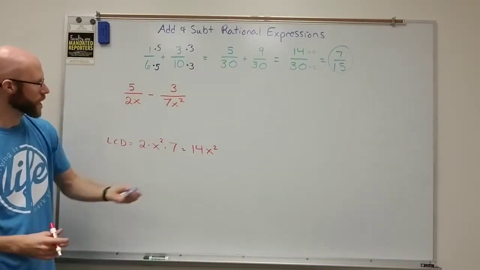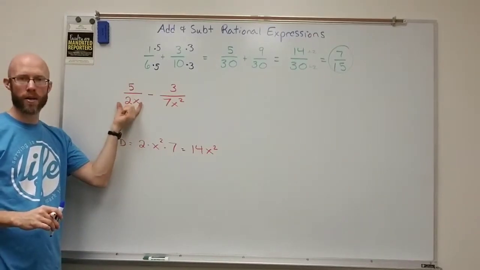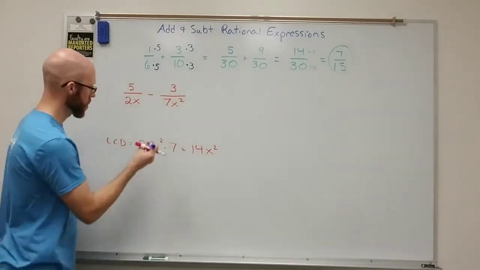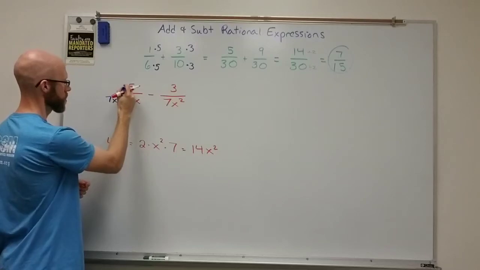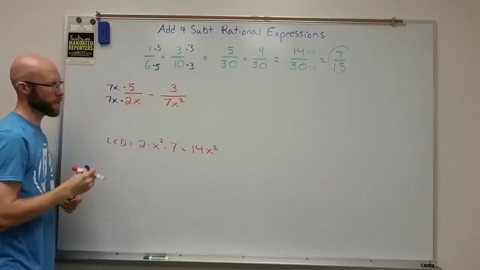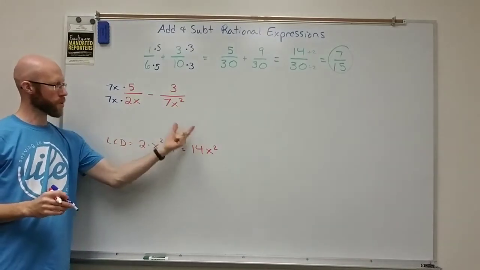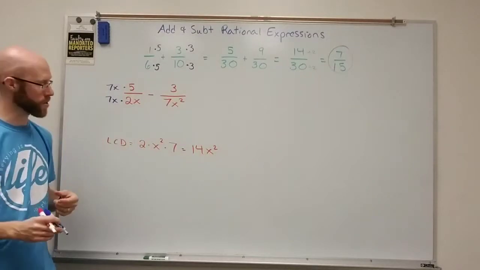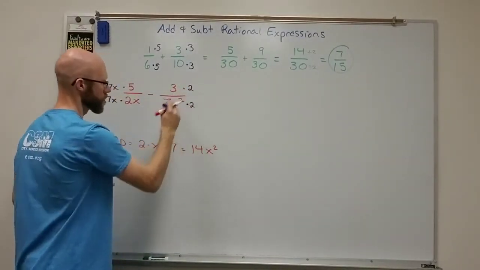So to get 14x squared, the question is what's missing here from the 2x? Well, I have a 2 and an x. I need the 7 and the other x. So I'm going to multiply by 7x, and I'm going to do that to both the top and the bottom. This one, from 14x squared to 7x squared, I'm only missing a 2, right? I have both of the x's. So I'm going to multiply that one by a 2 on the bottom and 2 on the top.